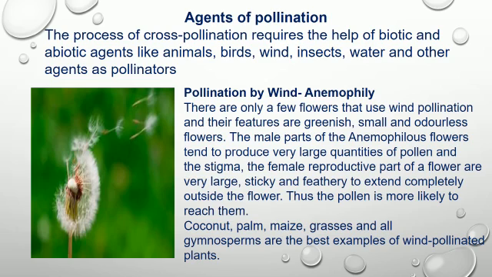Agents of pollination. The process of cross-pollination requires the help of biotic and abiotic agents like animals, birds, wind, insects, water, and other agents as pollinators. Pollination by wind is also known as anemophily. There are only a few flowers that use wind pollination, as their features are greenish, small, and odorless flowers.